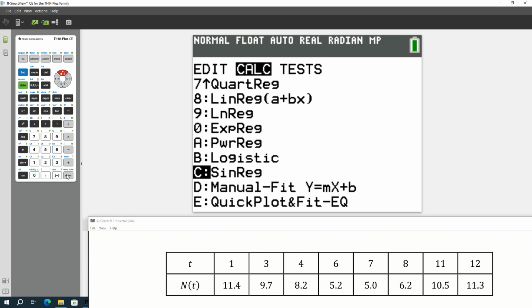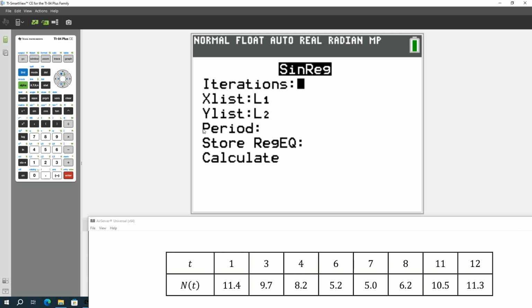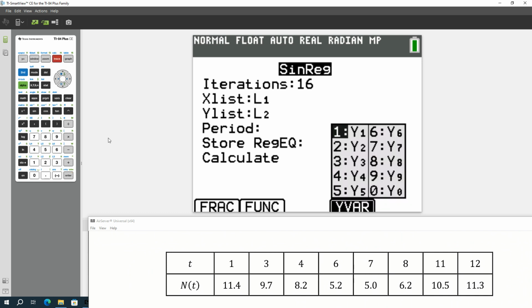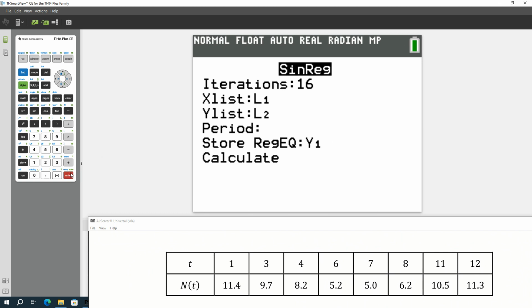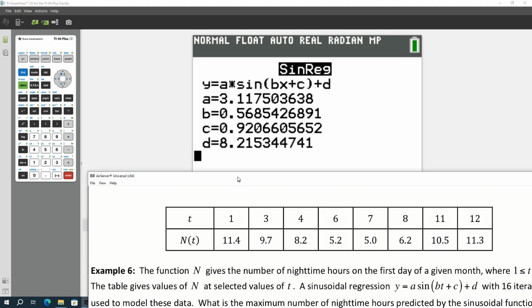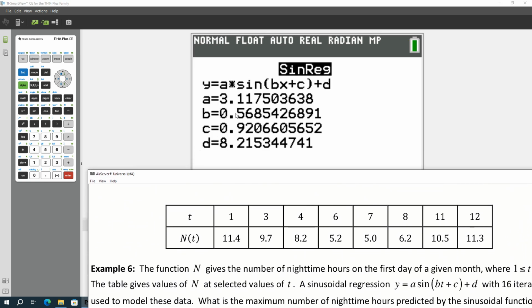And then when you choose it, this iterations, it tells you there's 16, so we're gonna put in 16. I'm not 100% sure if it matters a ton what that is, but we're gonna do what it says to do. All right, and then we're gonna hit enter all the way down to where it says store regression equation. And we are gonna store that in Y1. And then we're gonna calculate it. There it is. You would put that A, B, C, and D in, and that would give you the regression equation for that data.